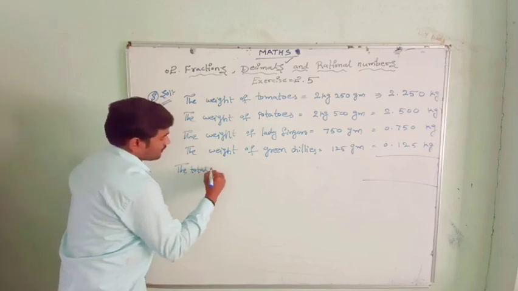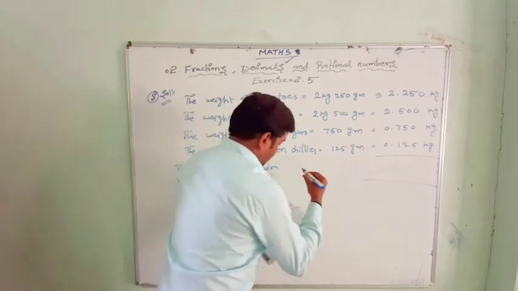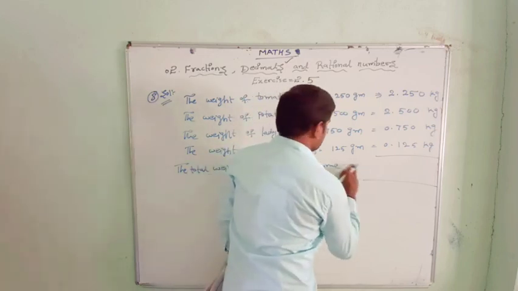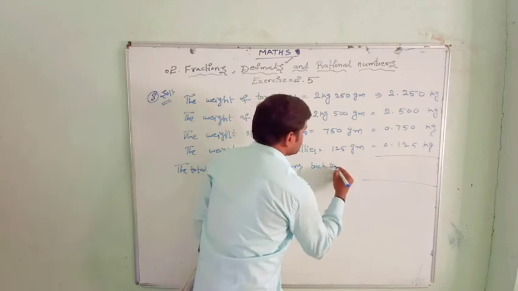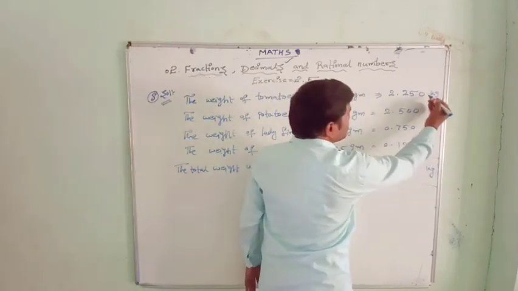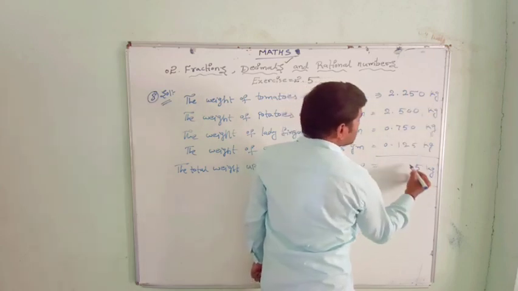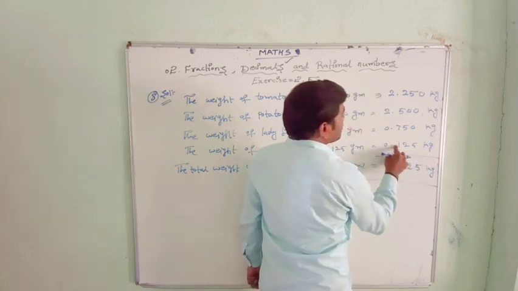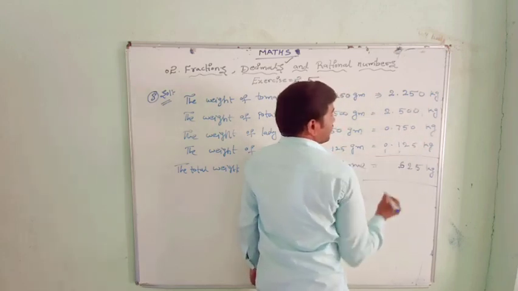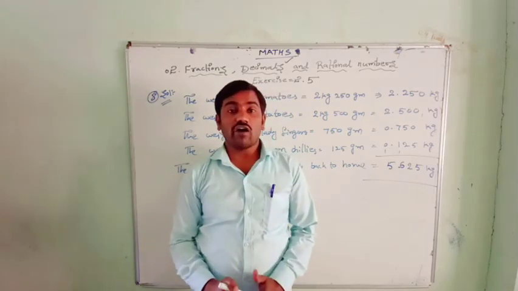The total weight Upendra carried back home equals, let us add all that. Let us add: 0, 0, 0, 5. Here 5. Next 5 plus 2, 7. 7 plus 5, that is 12. 1 carry here. 1 plus 1, 2. 2 plus 7, 9. 9 plus 5, 14. 14 plus 2, 16. 1 here. Here it is 5. 5.625 kgs. 5 kgs 625 grams is the weight carried home.